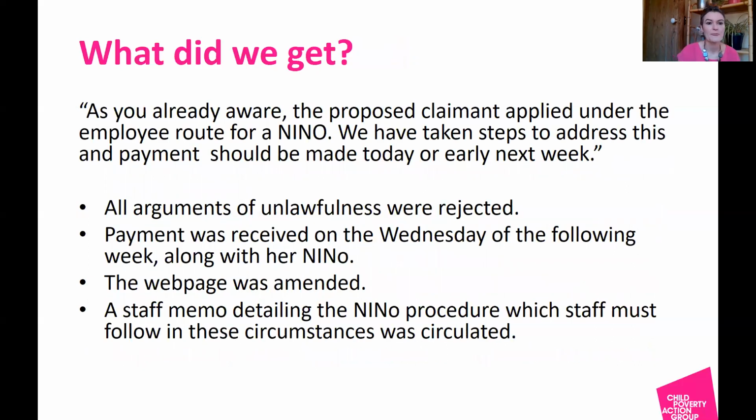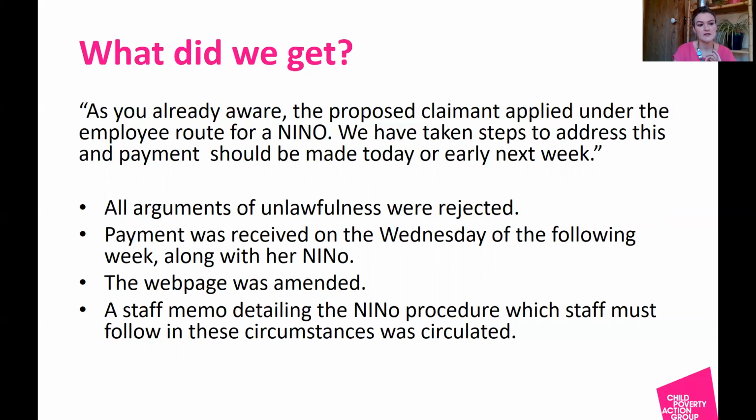What did we get? So they said, as you're already aware, the proposed claimant applied under the employee route for a national insurance number. And what that means is that she applied by phoning the national insurance number claim line rather than applying for universal credit without a national insurance number and allowing the job centre to initiate a national insurance number application for her.